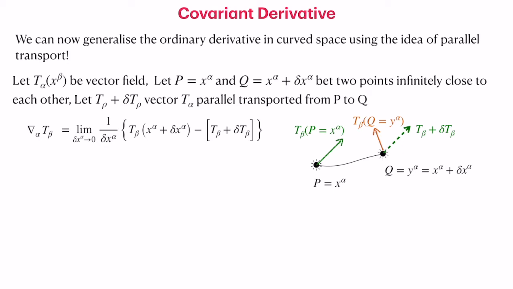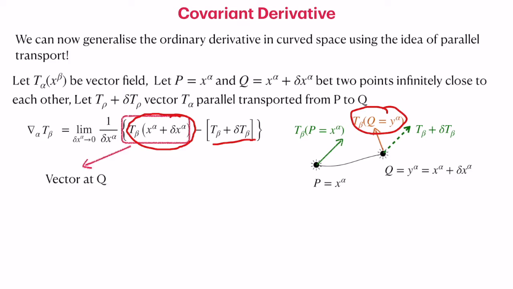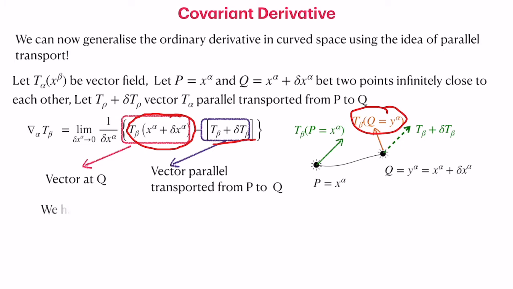and that we subtract from T beta at Q. So the equation is written as the covariant derivative, called nabla alpha T beta, given as the limit delta x alpha going to 0 of 1 by delta x alpha into T beta of x alpha plus delta x alpha. This is a component. This is the vector field evaluated at the point Q, and then we have T beta plus delta T beta, which is transported from P. Now we have a vector at Q. We have a vector parallelly transported from P to Q. So now we subtract them.